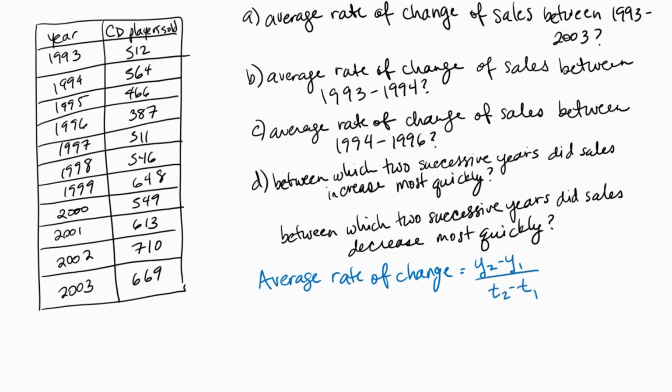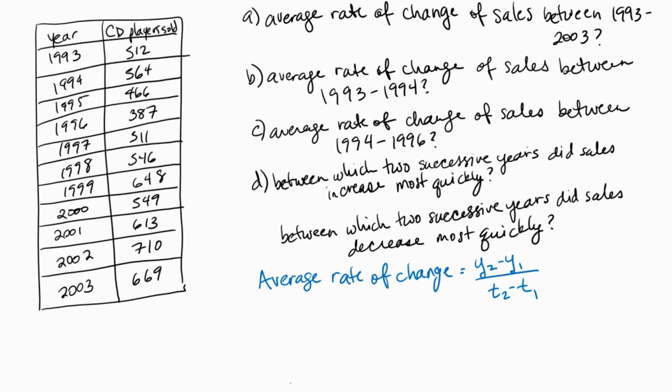And so really all we need to find every single time is these four values. Once you can identify these four values, you're good to go. That is all we have to do. So let's try one. For options A, B, and C, they're all looking at different years to see what that average rate of change is. So let's do an example.